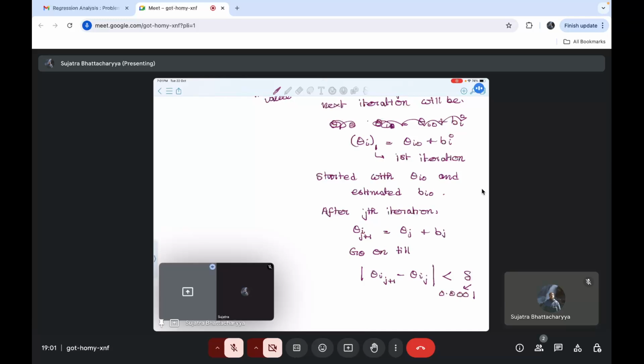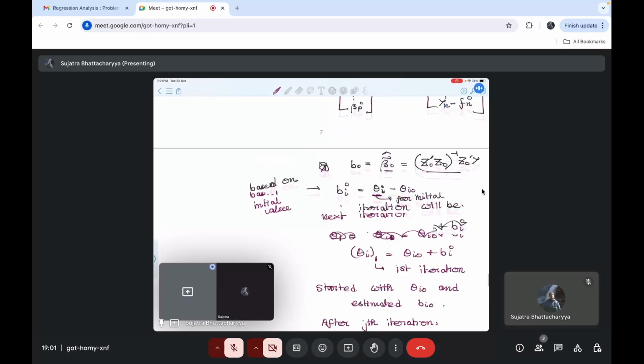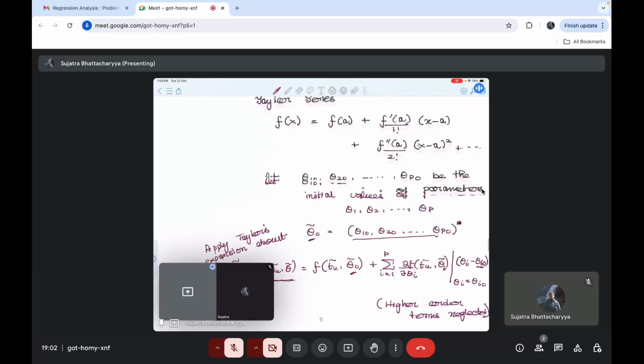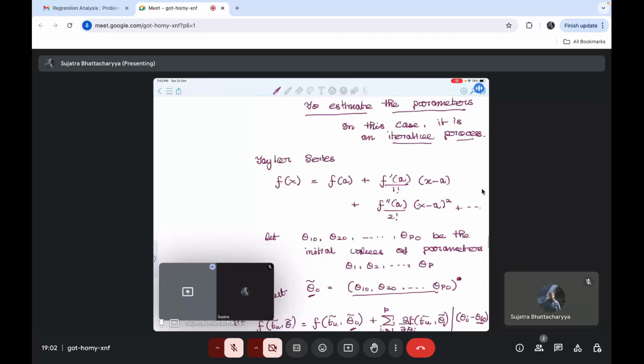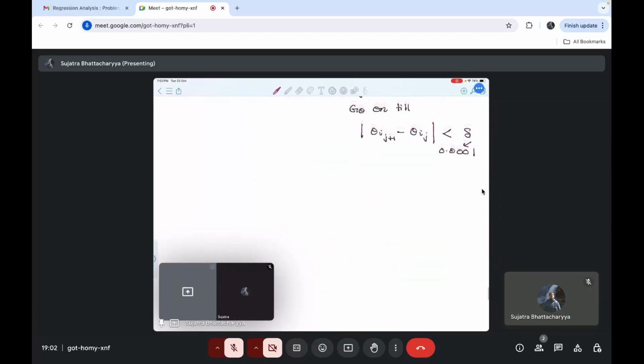So you have to do it like this. This is the ith parameter of the jth iteration, remember. So this is how you have to solve for the estimation of the parameters in the case of a nonlinear estimation model. This is the technique, very similar to that of the linear regression model. And we are getting into that because of the Taylor series expansion. That's right.